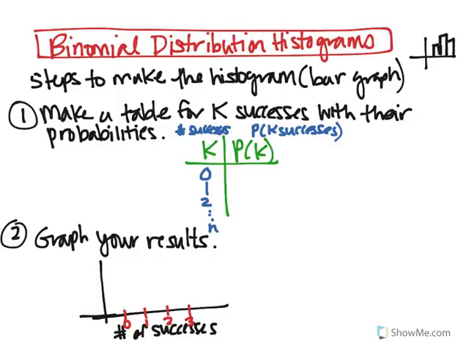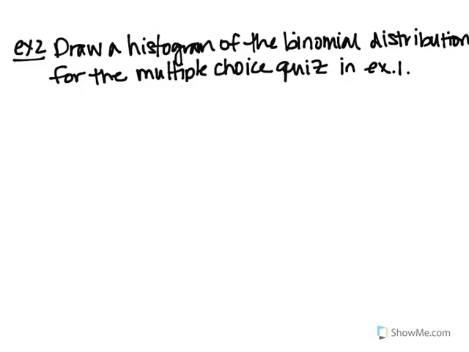And then you are going to have the probability on the y-axis. And your probability is going to be anywhere between 0 and 1. So you'll be basically making your bar graph extending to some value up to 1. So what we're going to do for this second example is draw a histogram of the binomial distribution for the multiple choice quiz, that problem that we just encountered.